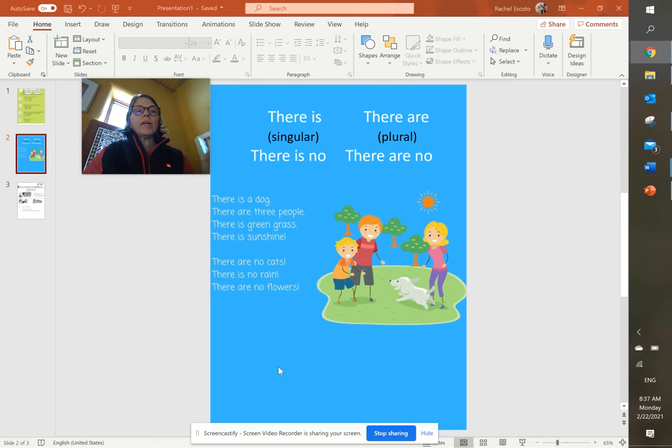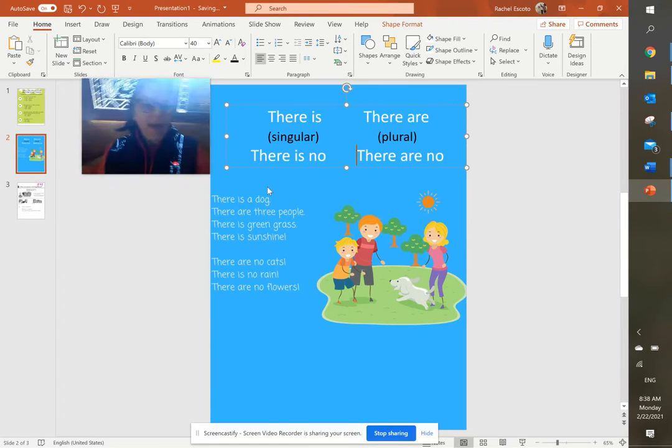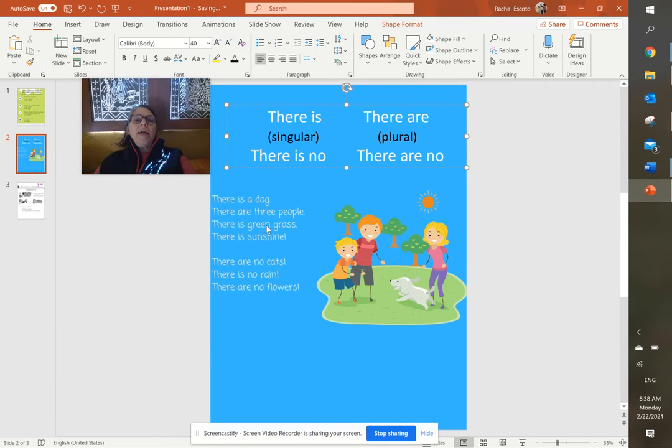Okay, we've been talking about there is and there are. And we remember that there is is singular and there are is plural. And we can have it in the negative. We can say the short answer, there is not, there are not. And when we use a noun, we can say there is no when we're talking about the noun. Okay. So we could say, if we look at this picture, we can say what there is.